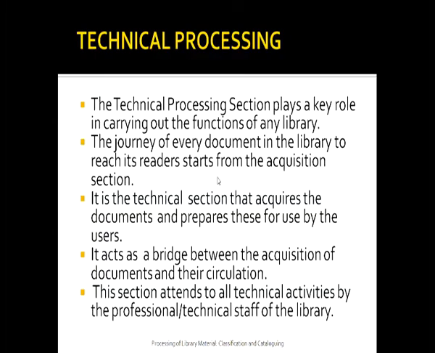Let us now take a look at what the technical processing section of a library does. The technical processing section plays a key role in carrying out the functions of any library. As we have already said, the journey of every document in the library to reach its readers starts from the acquisition section. So, it is the technical section that prepares these documents for use by the users. Therefore, it acts as a bridge between the acquisition of documents and their circulation. This section attends to all technical activities by the professional technical staff of the library.